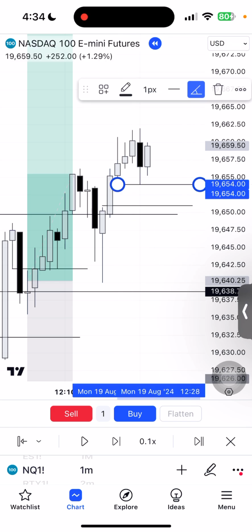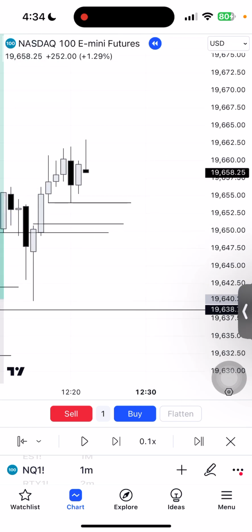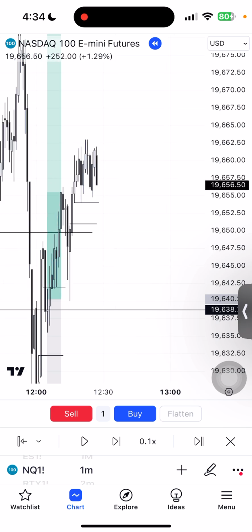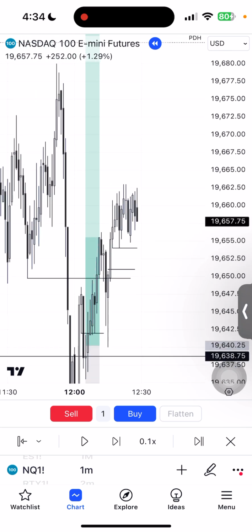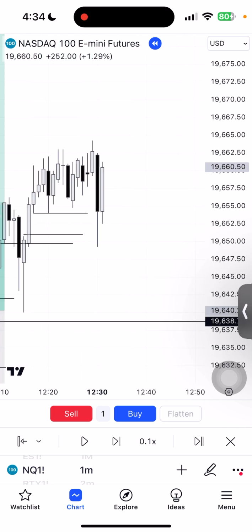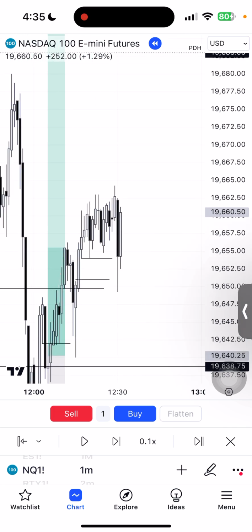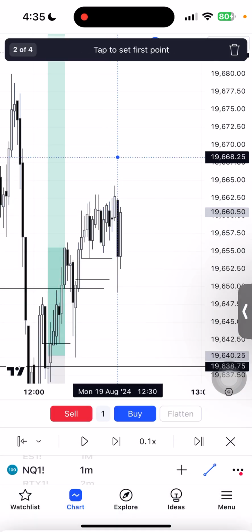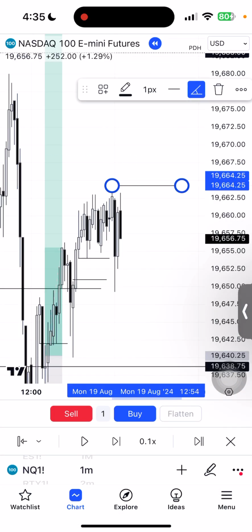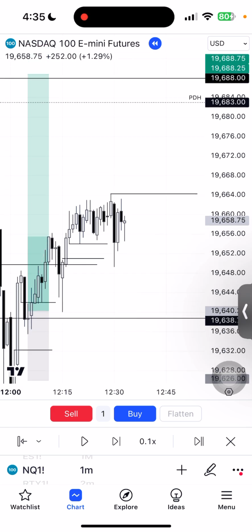So we have this imbalance here. Price consolidates a little bit before moving up higher, taps down to the imbalance there, we see. So now we want to see price break above this high here with some displacement and continuation here.